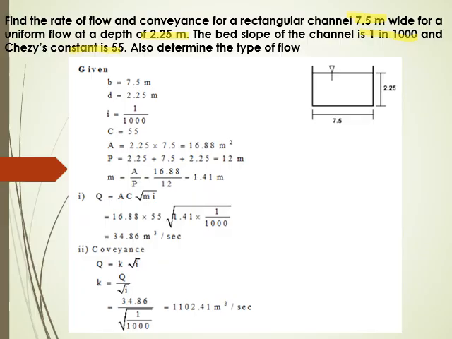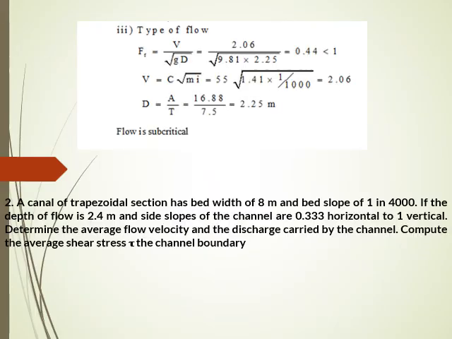The Q value is 34.86, i is 1 by 1000. You can substitute these values and you will get the value of K. The conveyance factor for the given rectangular channel is about 1102.41. With respect to the data, we calculated the discharge as well as the conveyance factor. Now I'm going to calculate the type of flow. Here it is completely focusing on the gravitational force.